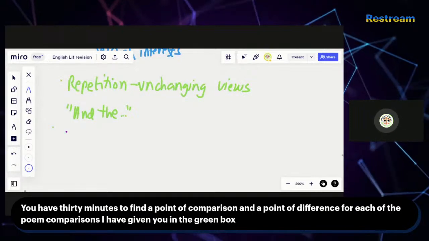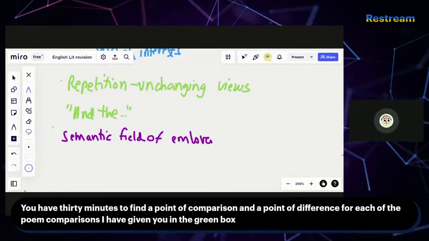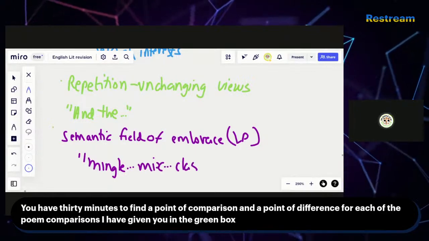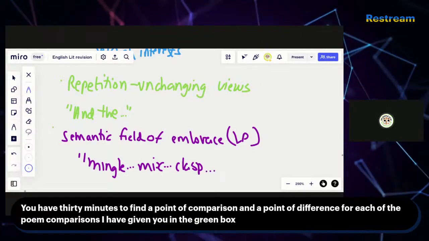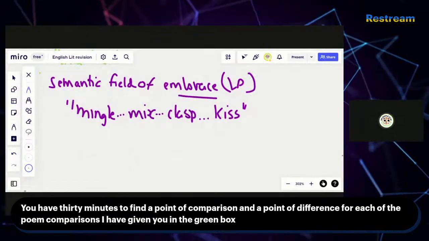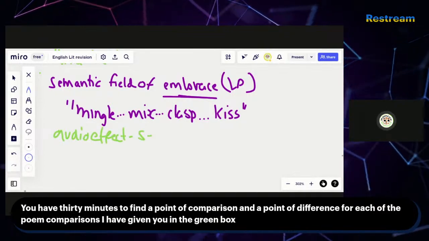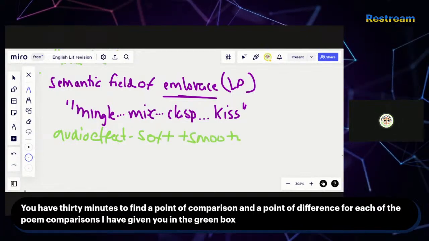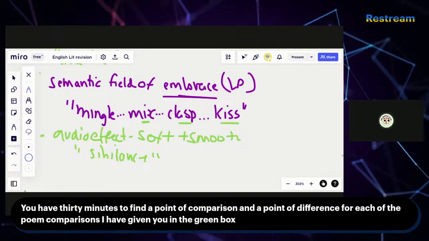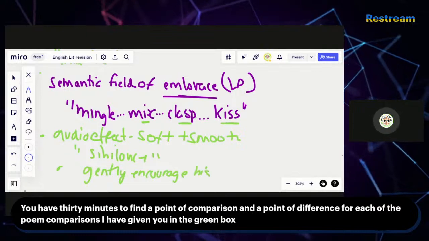Now we also see a semantic field of embrace within Love's Philosophy, such as mingle, mix, clasp, and kiss. Now, not only is there a semantic field of embrace, but it also has this audio effect of being very soft and smooth through these slight sibilants of mix and clasp and kiss, and it's trying to gently encourage his romantic endeavours.